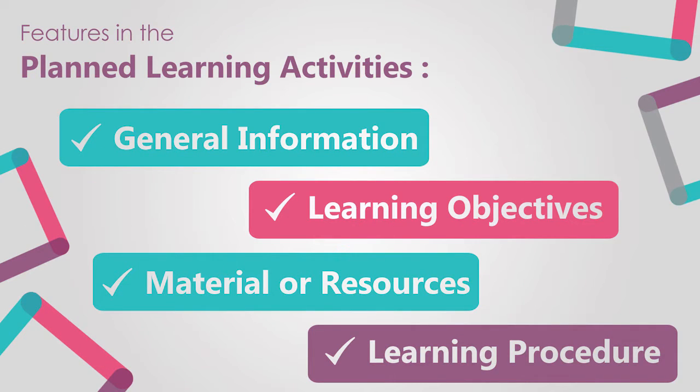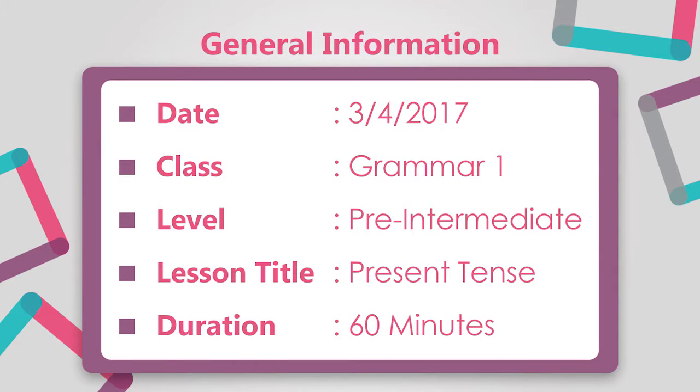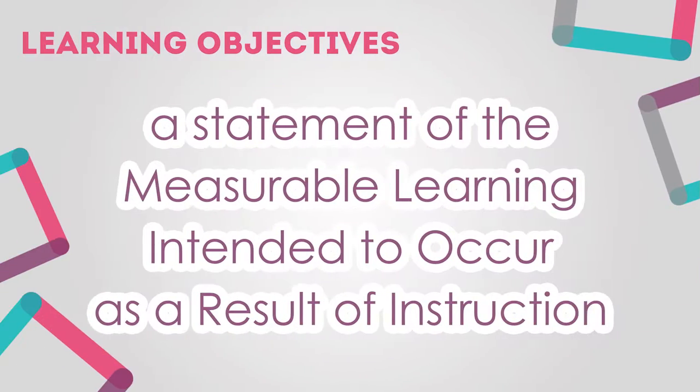In general, there are some features to include in the planned learning activities, such as the general information, the learning objectives, the materials, resources, and the learning procedure. The general information you put in your planned learning activity commonly serves a brief description given for purposes of identification, such as date, the name of the class, the student level, the unit title, the lesson's title, and the durations of class. Now let's move on to discussing the learning objectives.